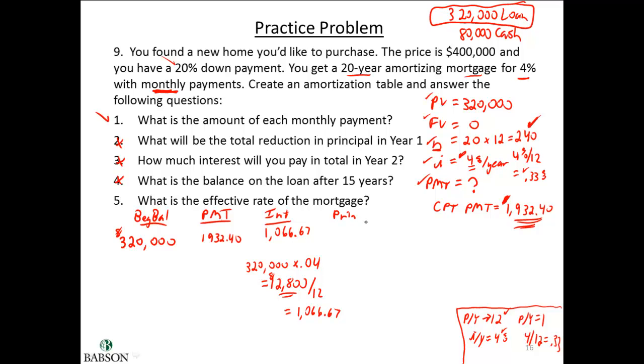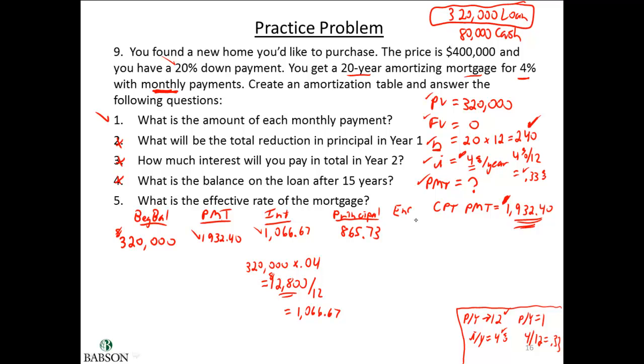So how much gets applied to principal during that first month? Well, I made a payment of $1,900. $1,000 goes to interest, so I know it should be around, maybe $900. But let's do the math. 1932.4 minus 1066.67 gives me 865.73. Goes to show you, you borrow $300,000, you make a $2,000 payment, half of it's going to interest. And you can see that about, in this case, $865 and change goes to principal.